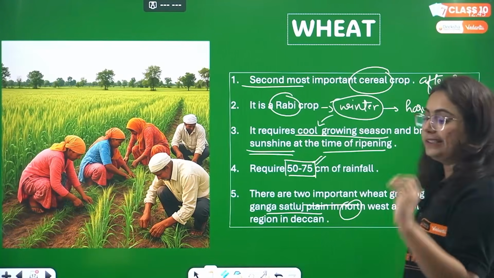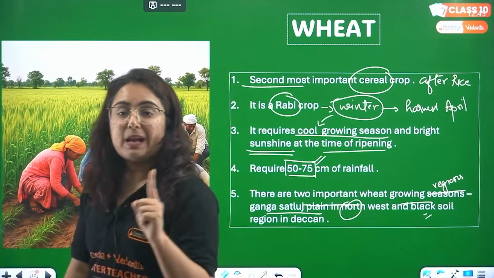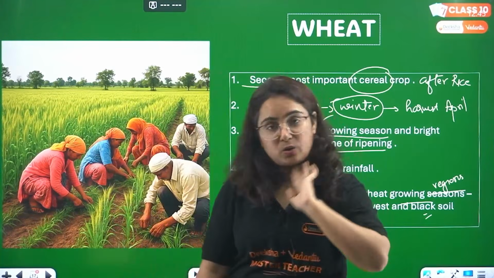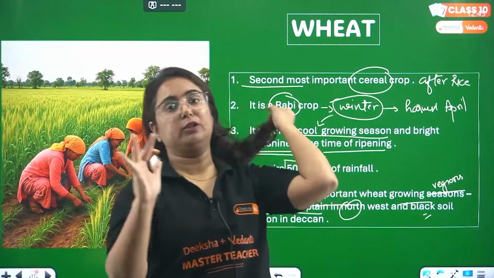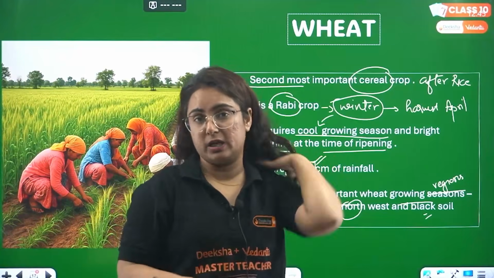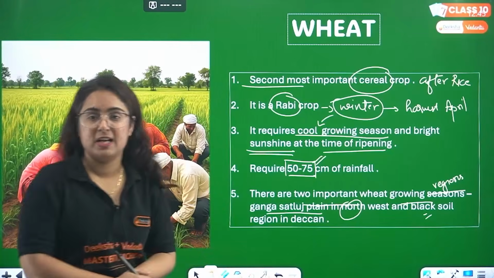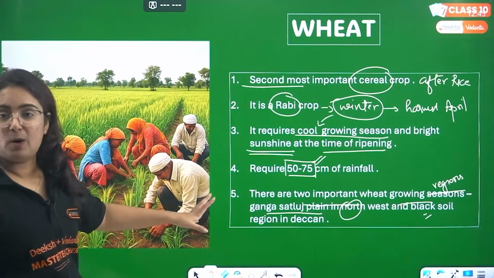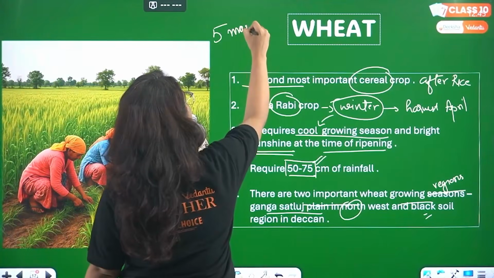However, in the Deccan part of India, in black soil also wheat is grown. Don't ever think that in black soil only cotton is grown. Along with cotton there are other crops too, like sugarcane is also grown there. Wheat is also an example. Remember this. Will you remember these 5 points? Because these 5 points again can fetch 5 marks.